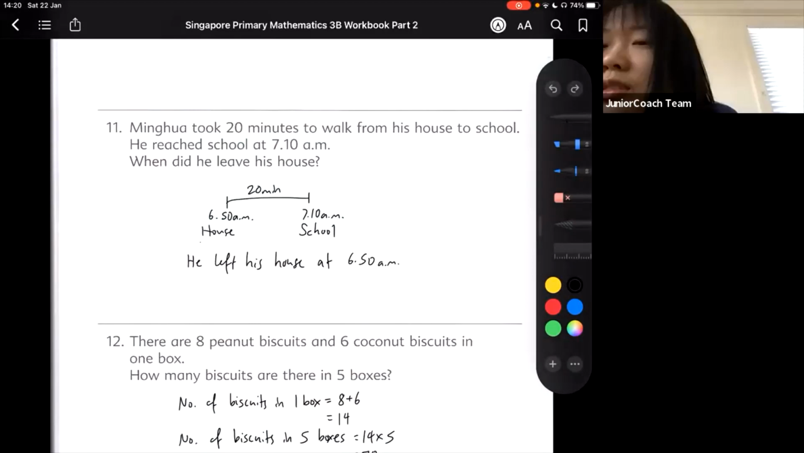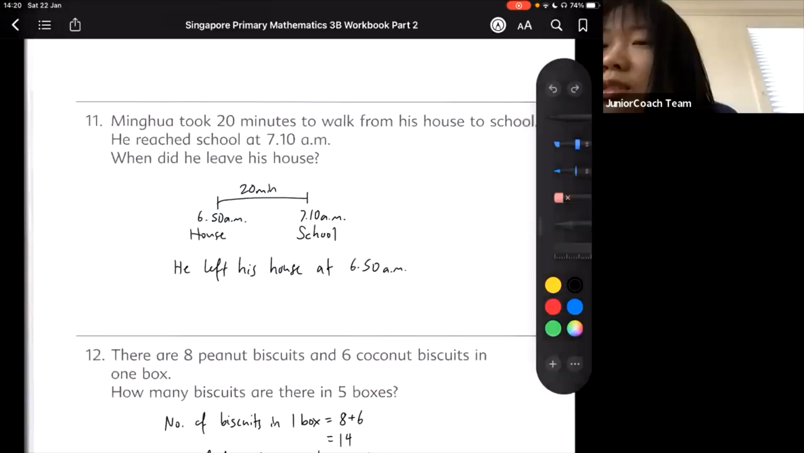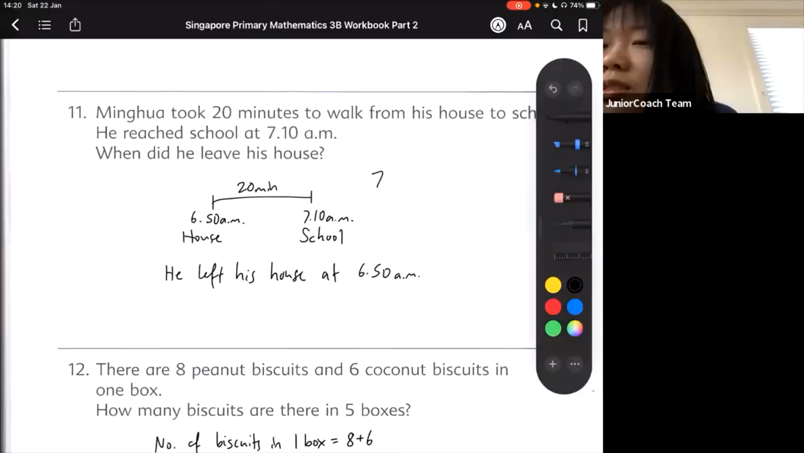Okay. He took 20 minutes to walk from his house to his school, and then we can just draw a timeline here. If you want, you can write the locations, which is what I was trained to do in school. And he reached school at 7:10 a.m., but he took 20 minutes to walk there. So he left his house. Again, you can't write it like this. You can think that, but you can't write it down as working because that's incorrect. So you have to draw this timeline.